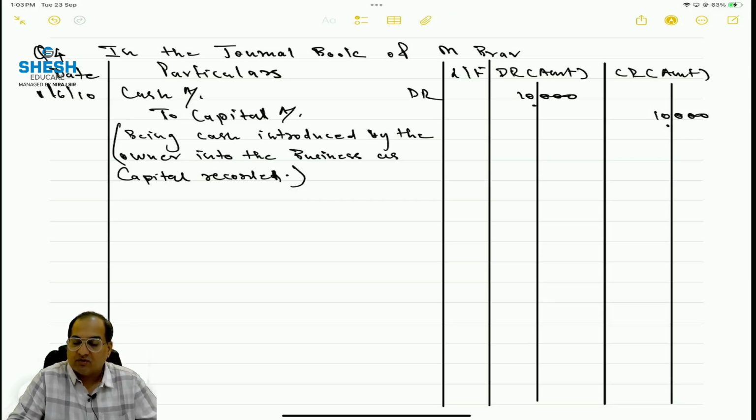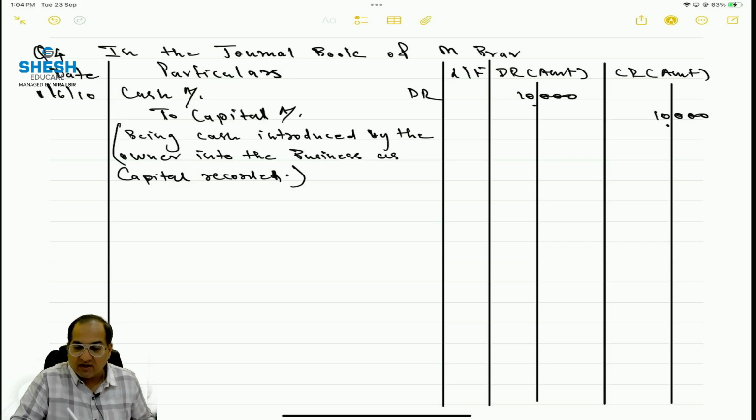Brought machine into the business worth rupees 4,000. Who is bringing this machine? Your neighbor, your enemy? No, it is my business, Manpreet Brar's business. If anyone introduces a machine, who will introduce it? Manpreet Brar. So again, for the business, machine is coming in and who is the giver? Owner. So actually the entry should be machine account debit what comes in, and owner is the giver. But we don't write to owner's account. That's what we represent by capital account.